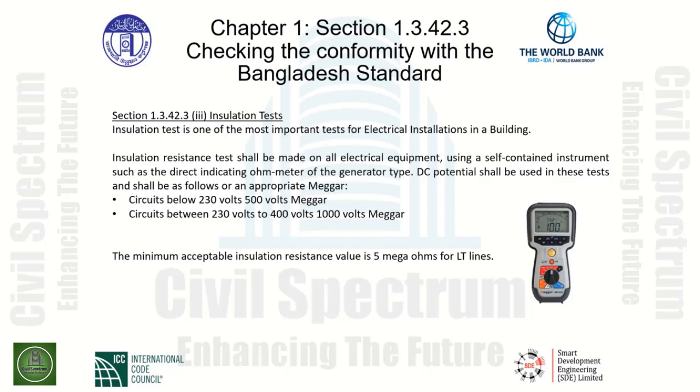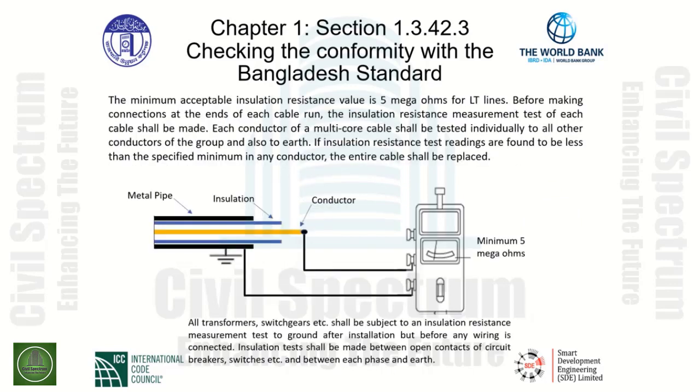of the generator type. DC potential shall be used in these tests and shall be as follows, or an appropriate measure. Circuits below 230 volts to 500 volts measure. Circuits between 230 volts to 400 volts, 1000 volt measure. The minimum acceptable insulation resistance value is 5 megaohms for LT lines.